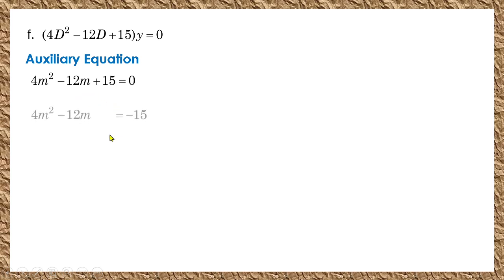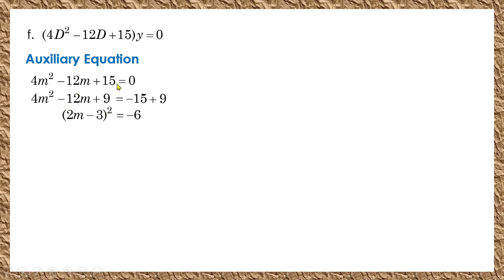Letter F. (4D² - 12D + 15) applied to y equals 0. Auxiliary equation: 4m² - 12m + 15 = 0. By completing the square, so plus 9, plus 9. It happens to be (2m - 3) squared.